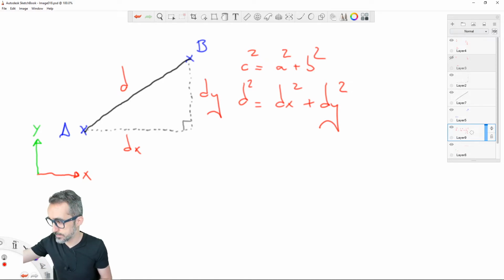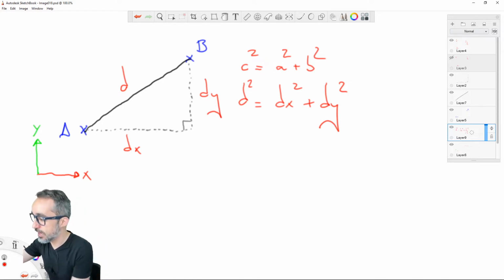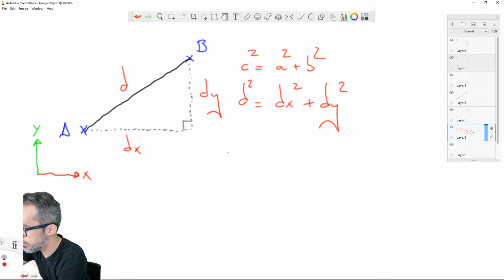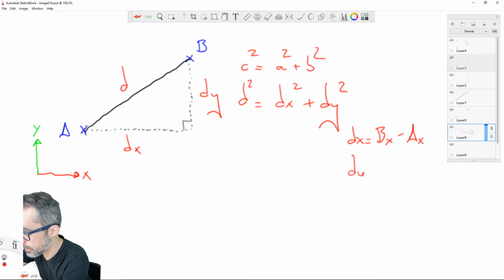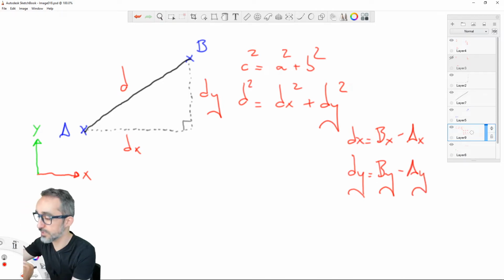Does that make sense? Interestingly, it's very easy to see that the distance dx is going to be equal to whatever the x coordinate of B is minus whatever the x coordinate of A is. And dy is going to be equal to whatever the y coordinate of B is minus whatever the y coordinate of A is.